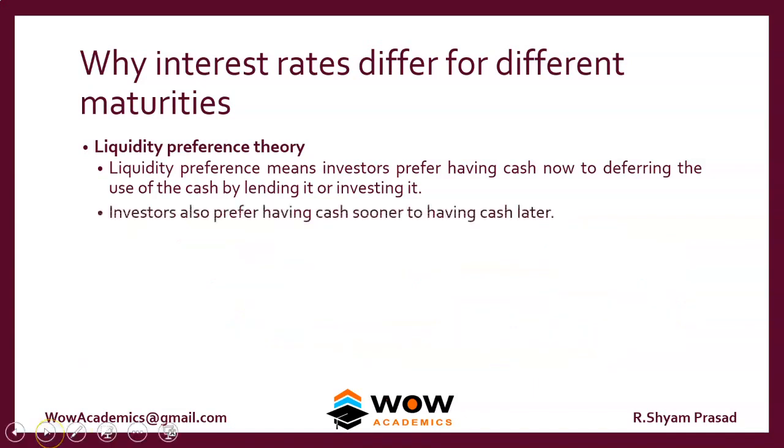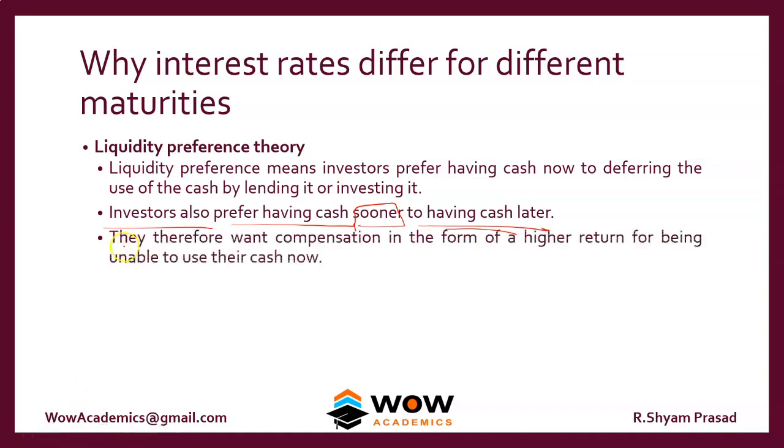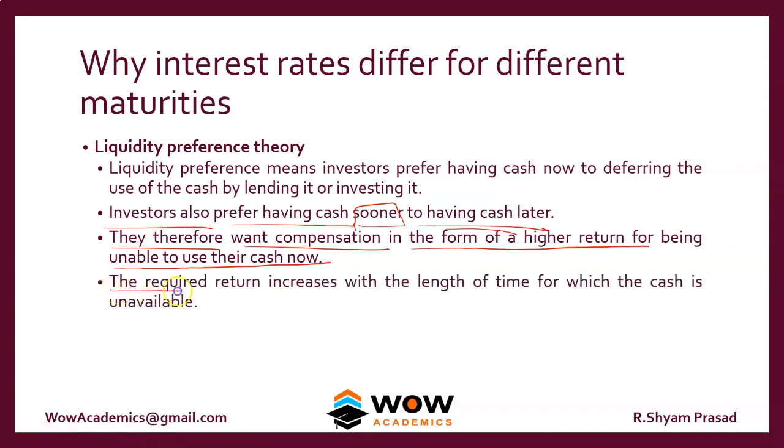So investors also prefer having cash sooner to having cash later. The sooner the cash, the better. So they also prefer the cash to be of a low duration loan. They therefore want compensation in the form of a higher interest, higher return, for being unable to use their cash now. So they want cash immediately. If the cash is not available, then they will ask for a much higher interest rate. The required return increases with the length of time for which the cash is unavailable.